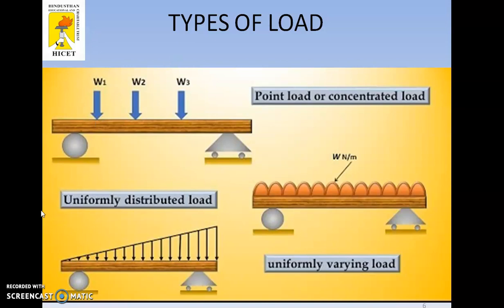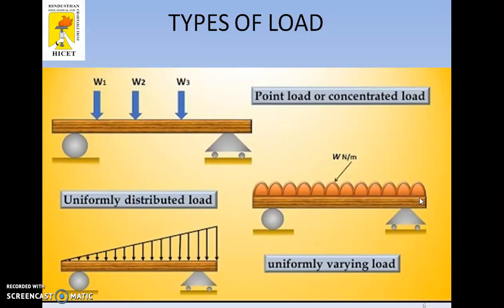Then the second category is the uniformly distributed load. The example is the sandbag. The equal weight will be distributed on the entire beam. So one sandbag weight is some Newton per meter. So every 1 meter, one sandbag is placed on the beam. It is uniformly distributed.